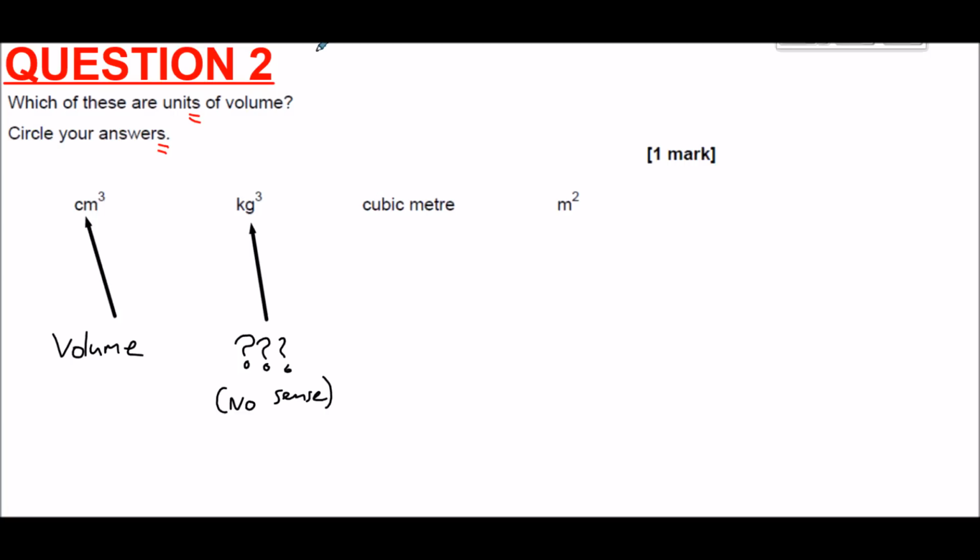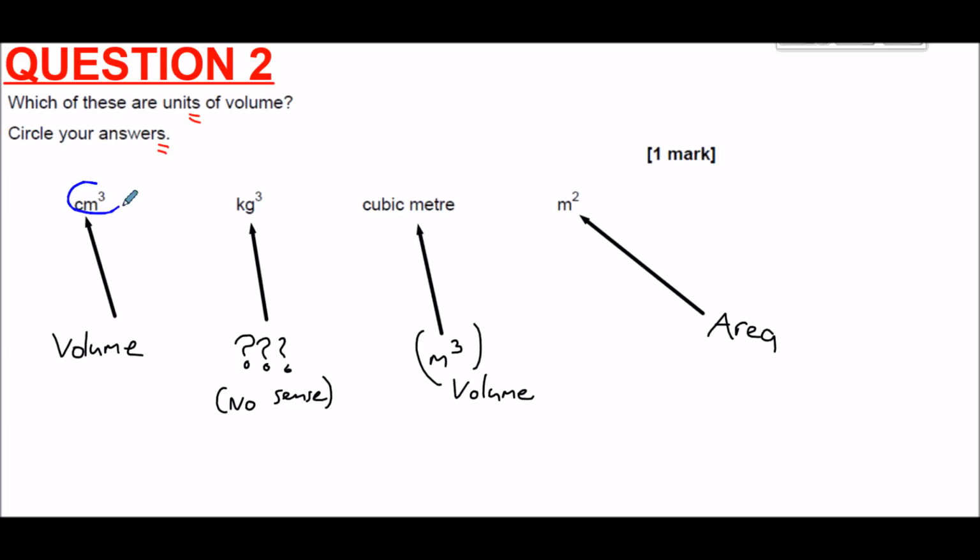Cubic metre. Cubic metre is very similar to cubic centimetre. It'd be written like this. That too is a unit of volume. And square metres is a unit of area. And so the two we want to circle are cm cubed and cubic metre, because these two are units of volume. So don't circle kilogram cubed or metre squared, circle these two. You need to circle them both to get the mark.